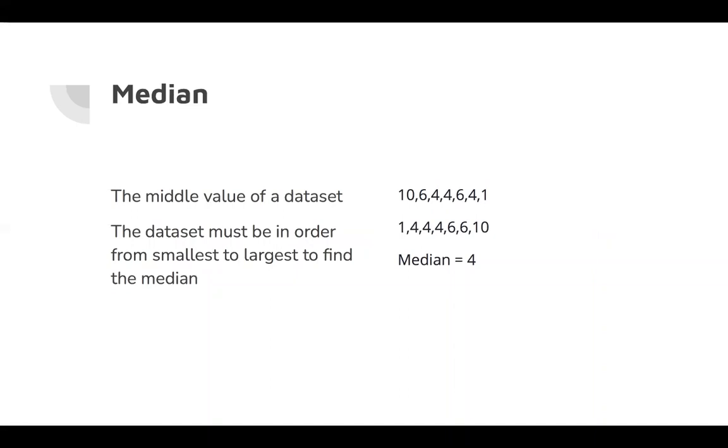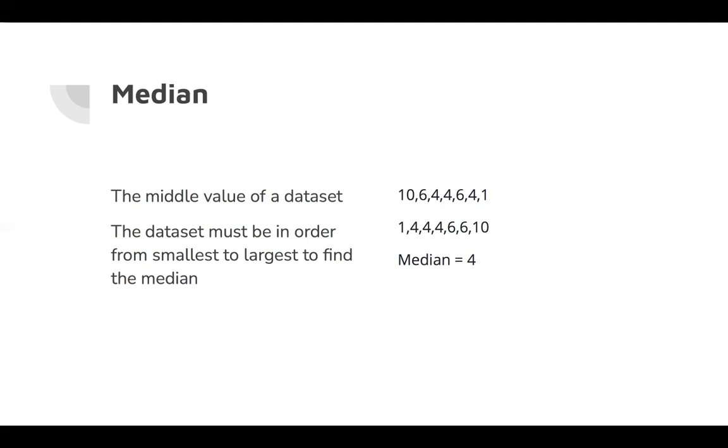Next is the median. So the median is the middle value of the data set, and the data set must be in order from smallest to largest to find the median. So we'll go back to that same data set that we already looked at, the 10, 6, 4, 4, 6, 4, 1, and then we'll put that in order. So the 1 is the smallest number, and then we have 4, 6s, and 10. And the median is 4.